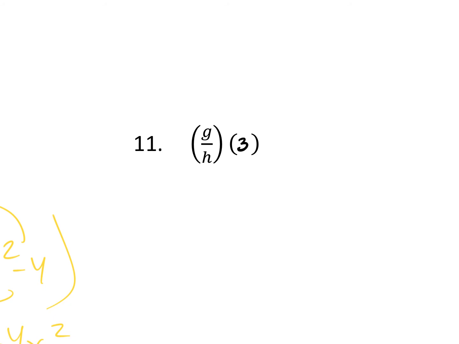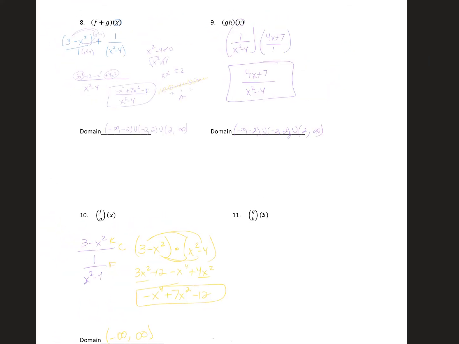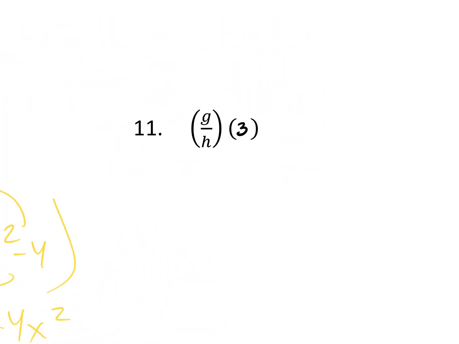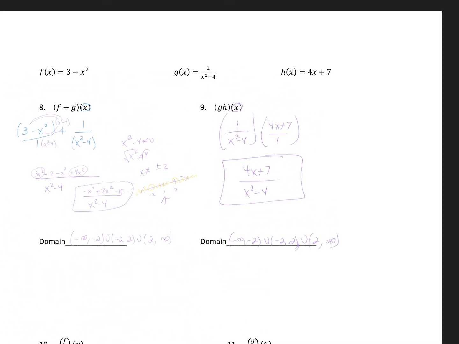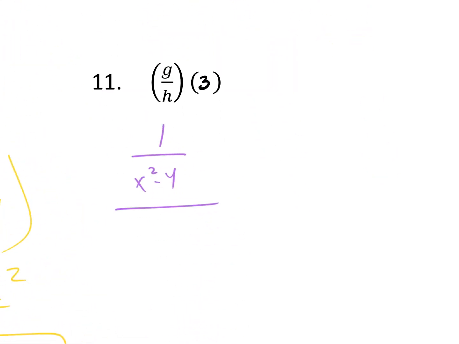So I take my g function. What's g again? I should know this by now. 1 over x squared minus 4, divided by h, which is 4x plus 7. Now, if you want to go ahead and keep, change, flip all that now, you can. I think it's easier to just plug in the number and then evaluate. So I'm going to rewrite this as 1 over 3 squared minus 4 divided by 4 times 3 plus 7. Let's just keep evaluating this.